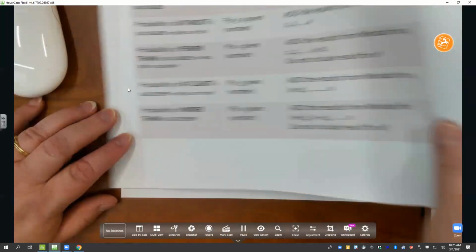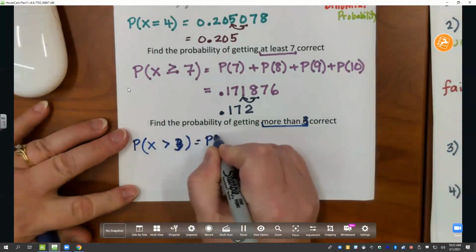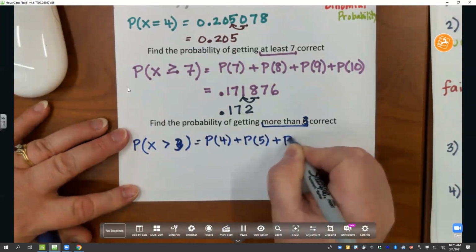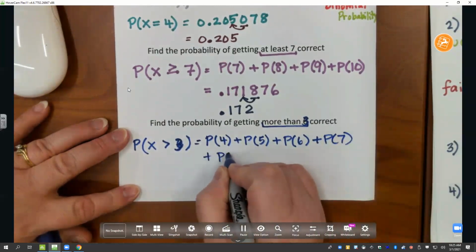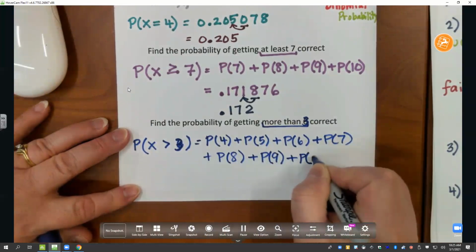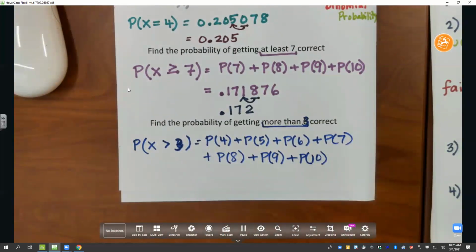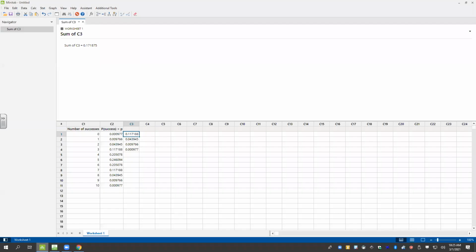So in this case, since I changed the question, we need the probability of 4 plus 5 plus 6 plus 7 plus 8 plus 9 plus 10. Okay, so we would have to add together 7 numbers. 7 numbers. I don't really want to do that on my calculator, but again, Minitab will let me do it. Okay, so I'm going out to Minitab.